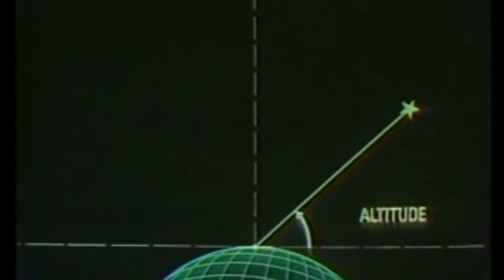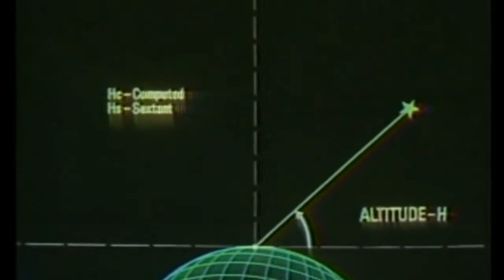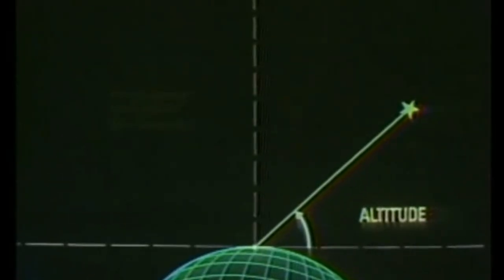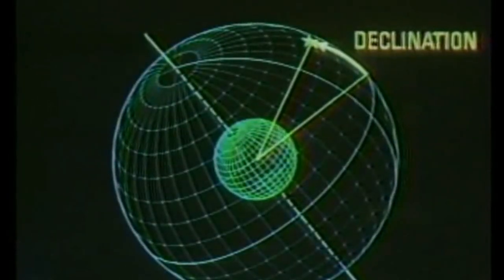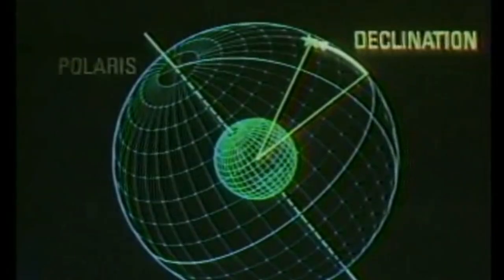It is indicated by the letter H. Altitude, when computed, is called HC. It is called HS when it is sighted through a sextant, and it is called HO when the sextant reading is corrected for instrument and observation error. It is easy to confuse altitude with declination, but remember, altitude is measured from your celestial horizon. Declination is measured from the celestial equator.